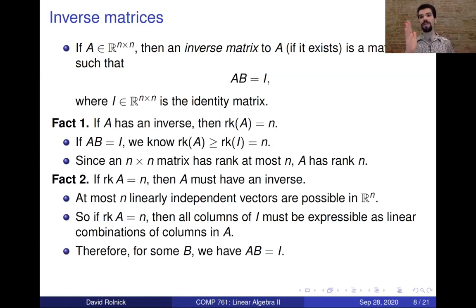So the first column of B is whatever linear combination of the columns of A you need to get the first column of I. The second column of B is whatever the coefficients are for the linear combination of the columns of A that gives you the second column of I. And since for each of the columns of I there is some linear combination of the columns of A, we can have this matrix B. This doesn't say how to construct it. It just says that it exists.